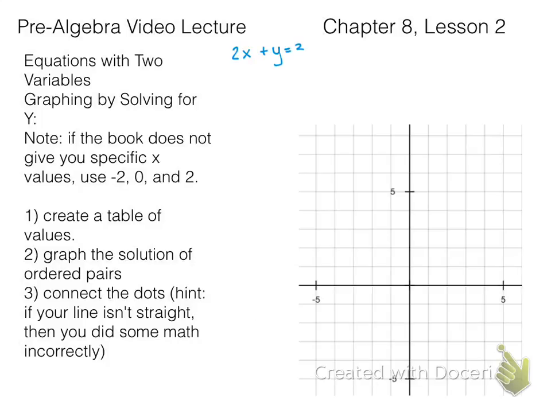All right, let's move on. The last slide, graphing by solving for y. Note if the book does not give you any specific x values, like before they're like, hey, use -3 or use -2 for x and then tell me what y is. If they don't give you any specific ones, I want you to use -2, 0, and 2. Basically because they're easy to graph and they're easy to do math with, okay? So let's go ahead and do this.